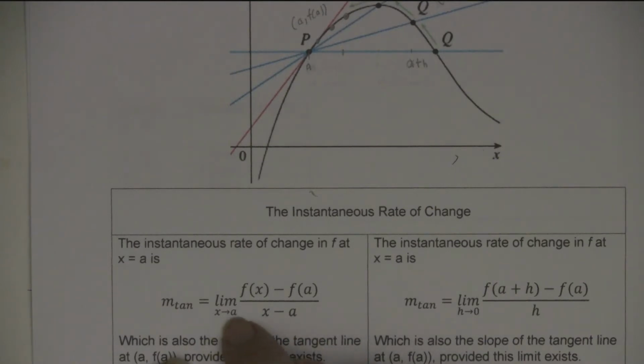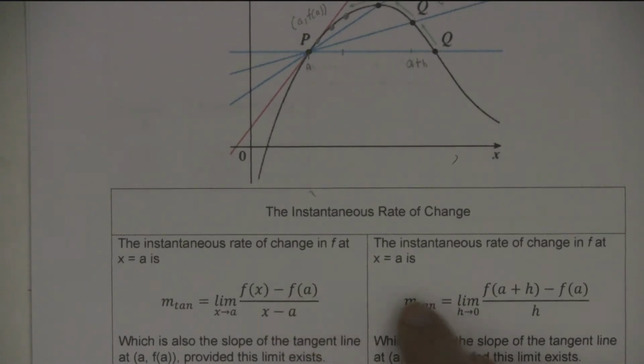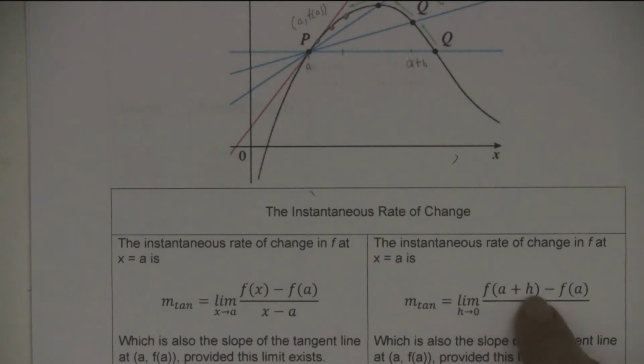So as that happens, if you're using the notation of calling the points a and x, the x values, then you want a and x to get very close together. So as x approaches a, we call that the slope of the tangent line. And if you're using the notation that h is the distance between them, then you're going to let h go to 0. The distance between them is going to go to 0.